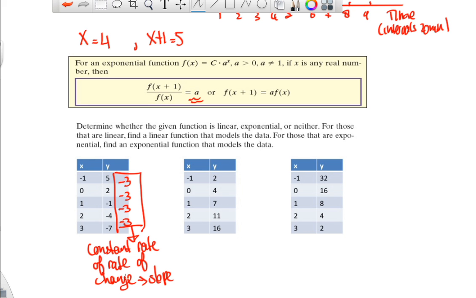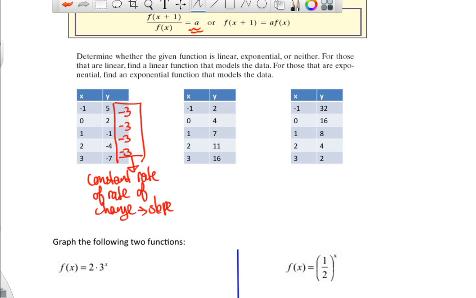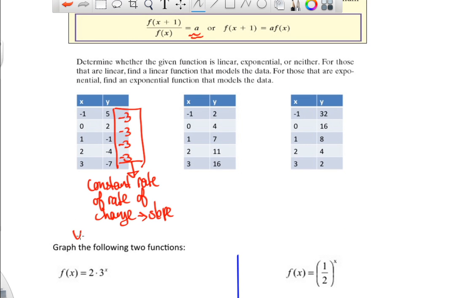For those that are exponential, find an exponential function. Oh, let's find the linear one here. Okay, well, that constant rate of change, or slope, so I should be able to write y equals negative 3x plus, and then right there is the y-intercept, and so that's done. Right, what about this?